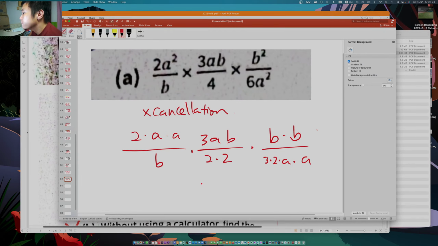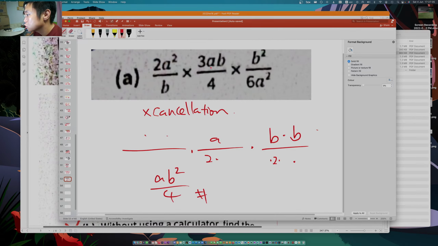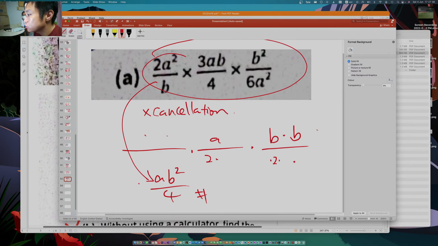Then 4 you can split to 2 times 2. Okay, so what you see above and below? I think you can see that they have some common elements. So when you have common elements, both top and bottom, on numerator and denominator, you can cancel. A cancel. B cancel. 2 cancel. 3 cancel. So you end up with ab squared over 4. So basically this entire thing, if you use the cancellation method, you get this. So you find the common ones and then you cancel them.